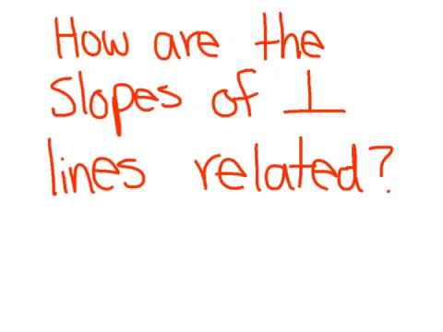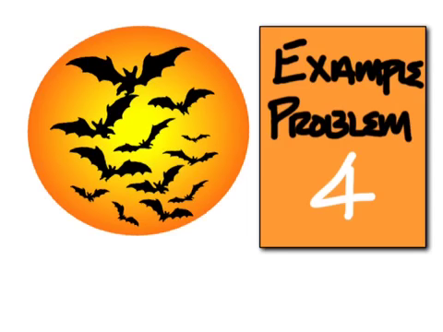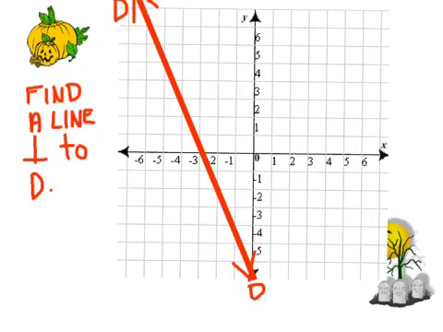Okay, walk by alert. How are the slopes of perpendicular lines related? The right answer for this one: they are negative reciprocals. Remember that. Okay? All that means is that they're going to change the sign of the slope and then switch the numbers, the negative reciprocal.